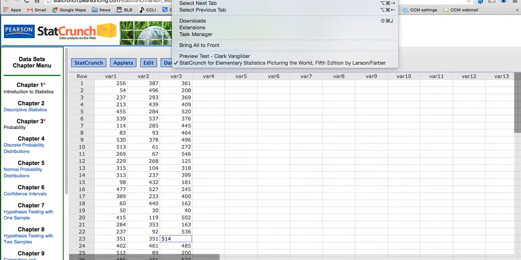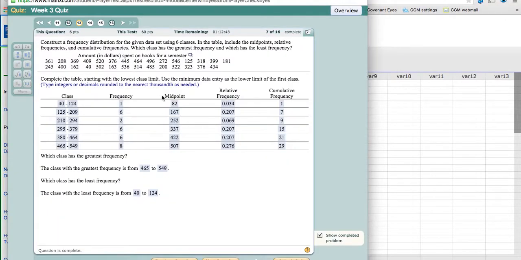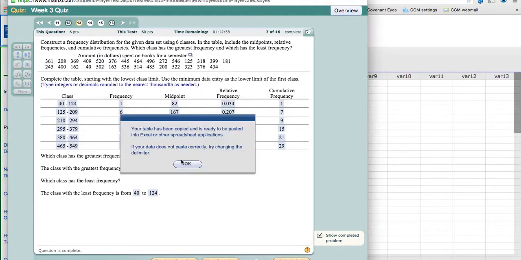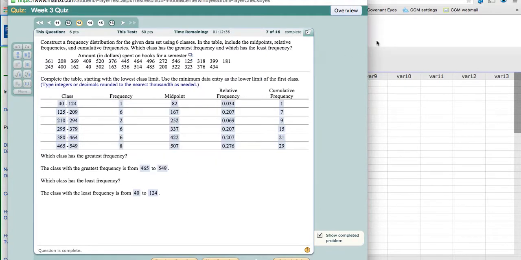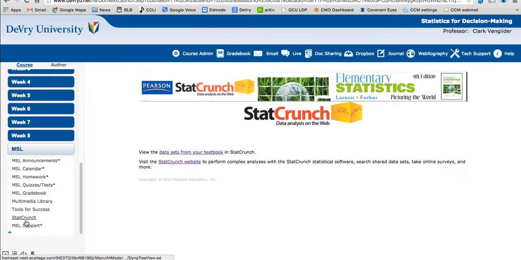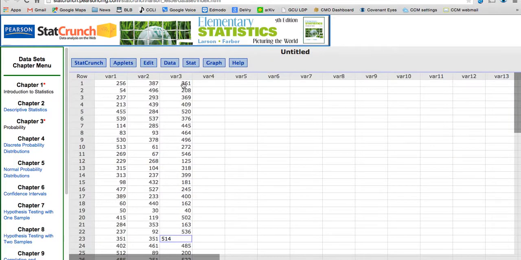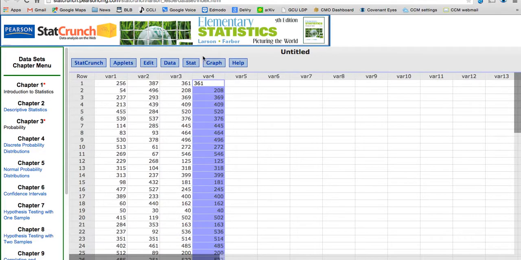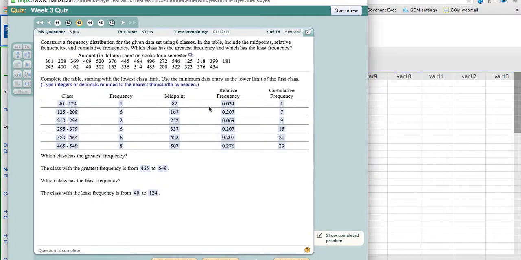Alright, when you have a problem like this one, you can take the data and copy it to the clipboard, and then go over to StatCrunch, which you can link to from the MSL portion of the course. I've already pasted it into bar 3 here. I'll do it again just to show how it goes. And then you need to start building the frequency distribution.